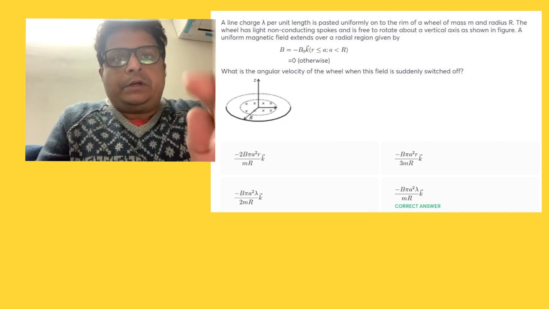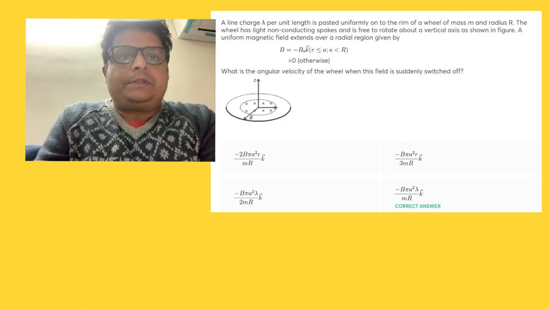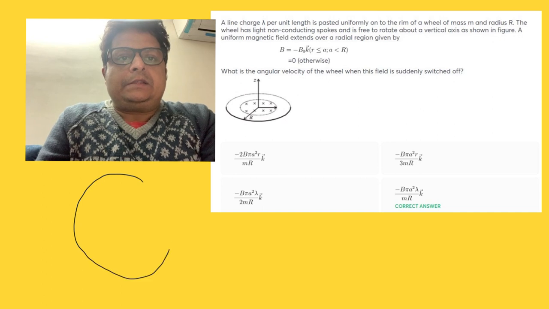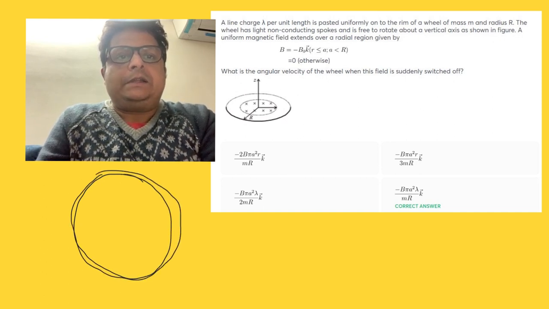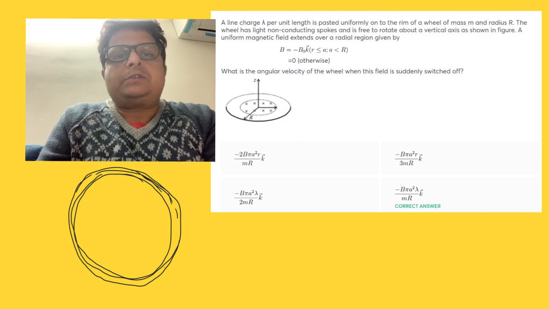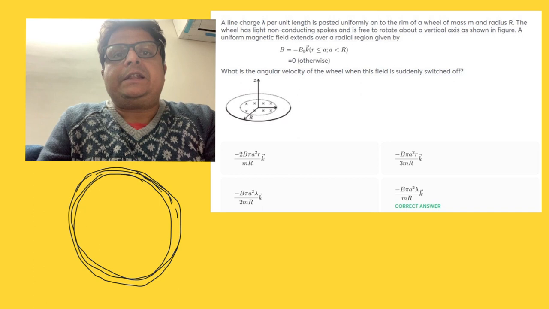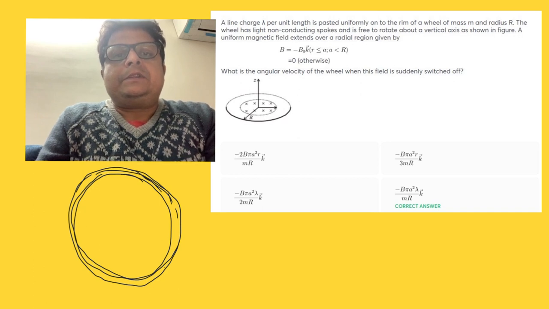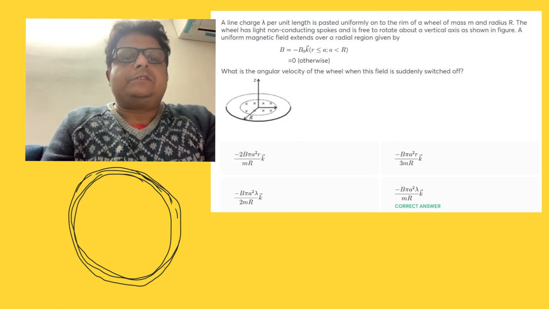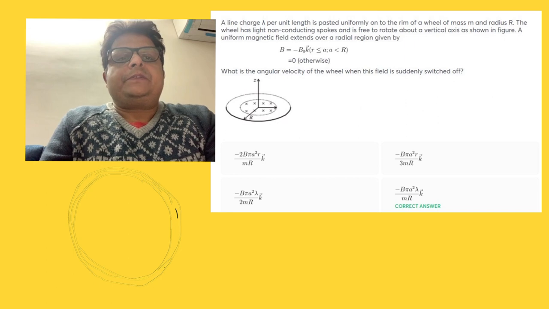Now we will draw the top view of this thing. From the problem we can guess that the wheel is actually a ring, as it has spokes, and that too massless. So the entire mass is contained in this thing. The entire mass is concentrated on the circumference of the wheel.